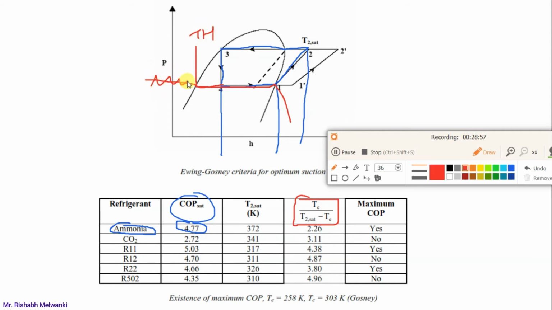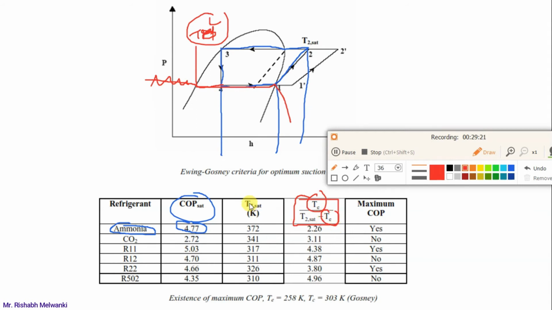This will not be the part. So in the subcooled region it is vertical, in the vapor dome it is horizontal, and in the vapor region it is curved like this. So this is the constant temperature line on the pH diagram. We have already seen the nature of this line. So for points 4 and 1, whatever temperature we have, this will be the low temperature, and this is basically the TE temperature.